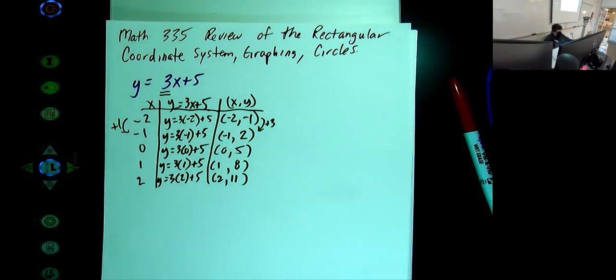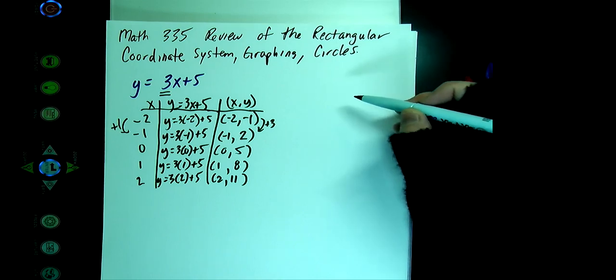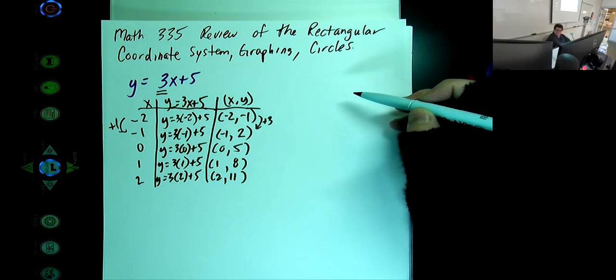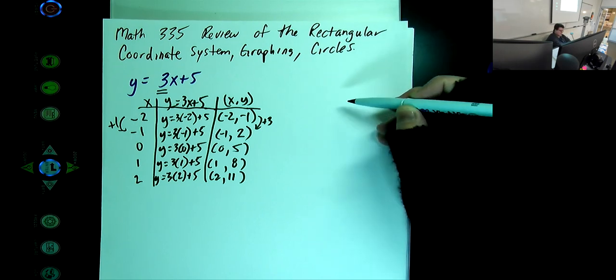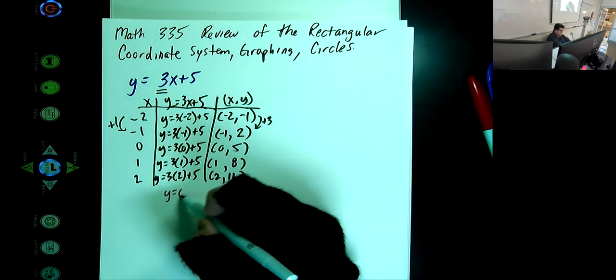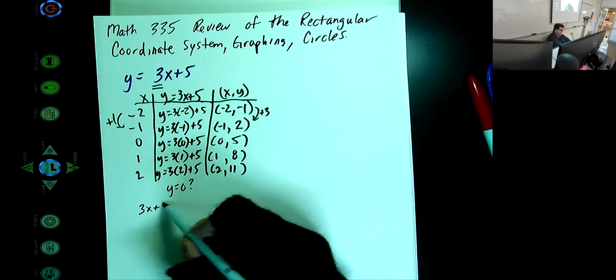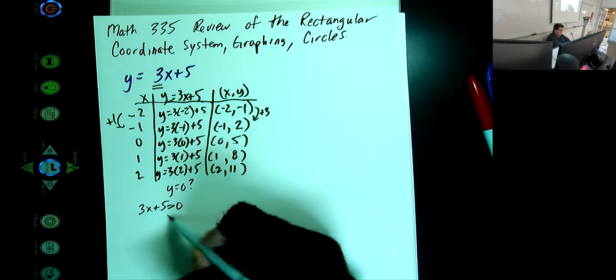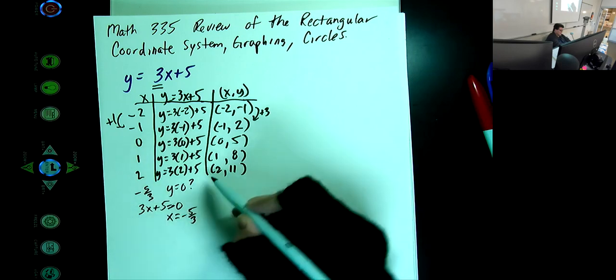Now that we've got some points, though, we could graph this. Don't we also usually want to find where y equals 0? We can. It's a good choice. I didn't do it here just because it's going to give me a fraction, but we can. We can say, where does y equal 0? We do that, we've got 3x plus 5 equals 0. And we're going to get x equals -5/3. So that'll give us another point.